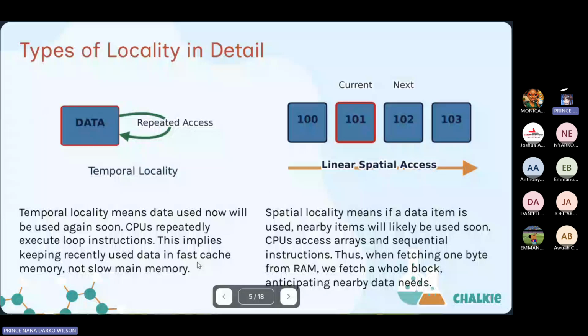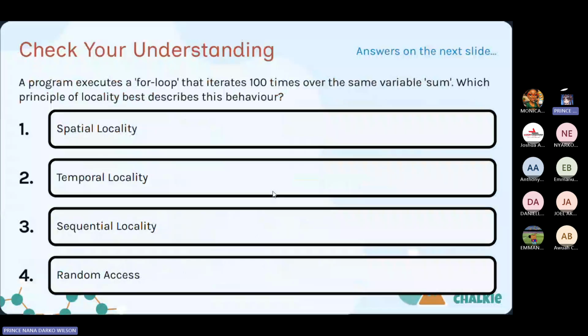So now let's answer this question quickly. A program executes a for loop that iterates 100 times over the same variable sum. Which principle of locality best describes this behavior? We know the loop structures in C++, right? So let's mention one of them. It is a for loop. It repeats 100 times over and over on the same variable sum. Which principle of locality best describes this behavior?